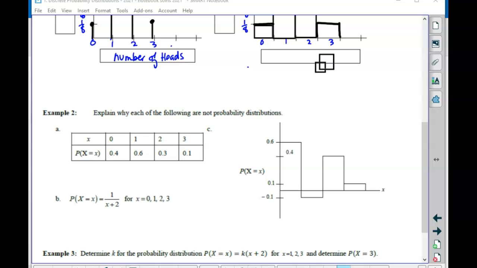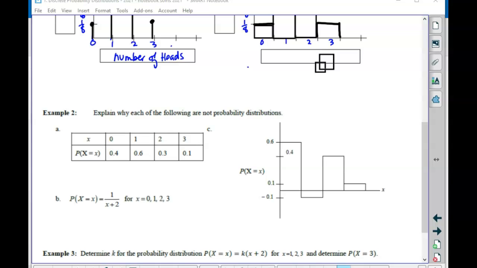Things to remember when you're looking at probability distributions is that the sum of the probabilities has to equal 1. Each probability has to be between 0 and 1. Okay, so you can't have a probability greater than 1 or less than 0.